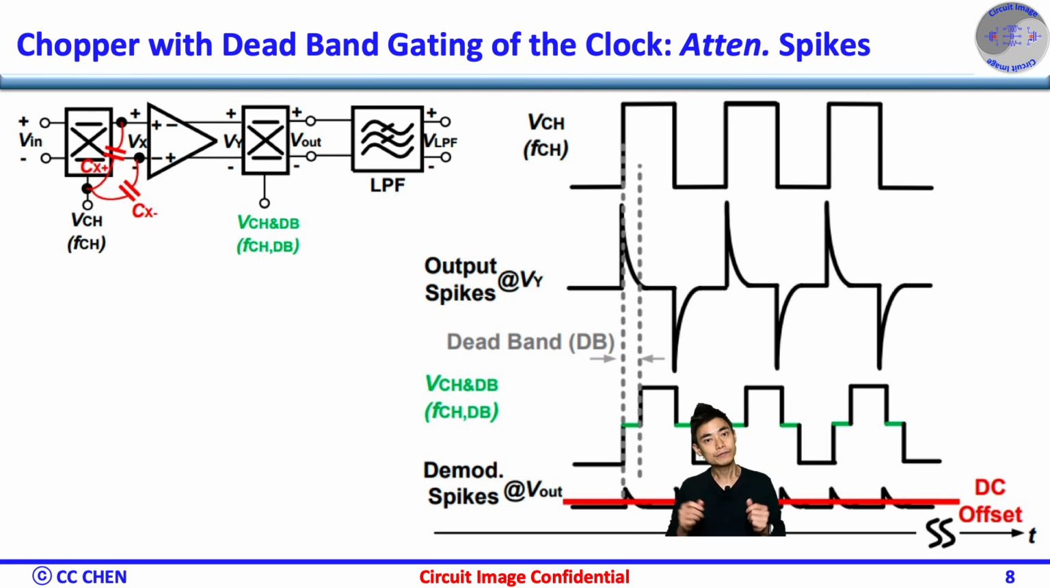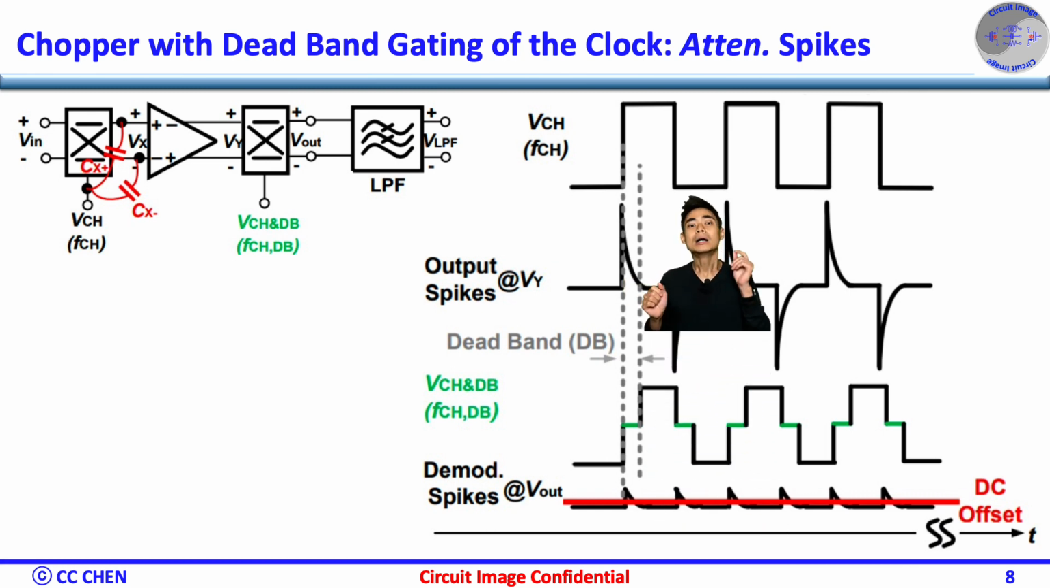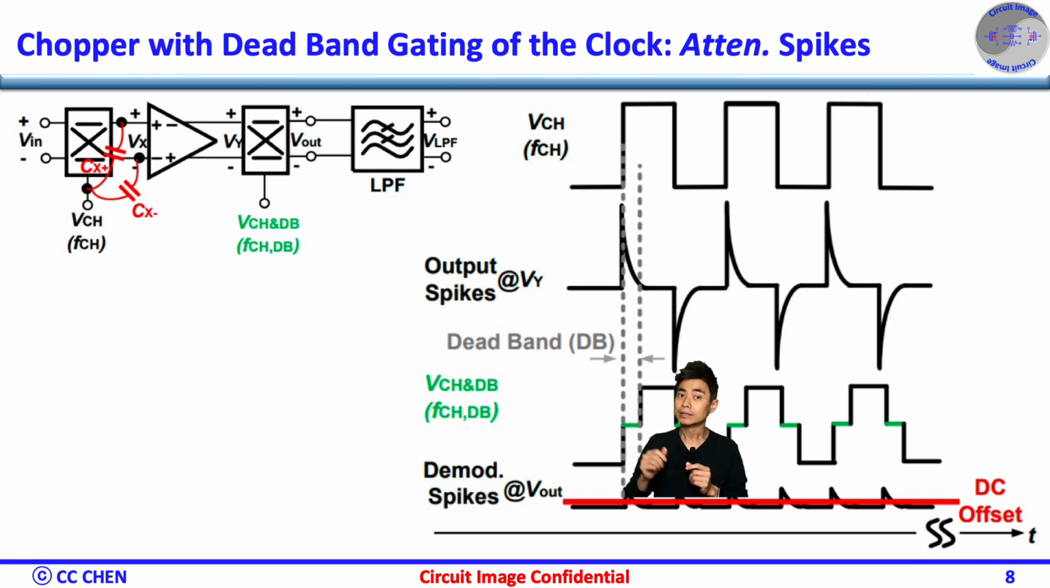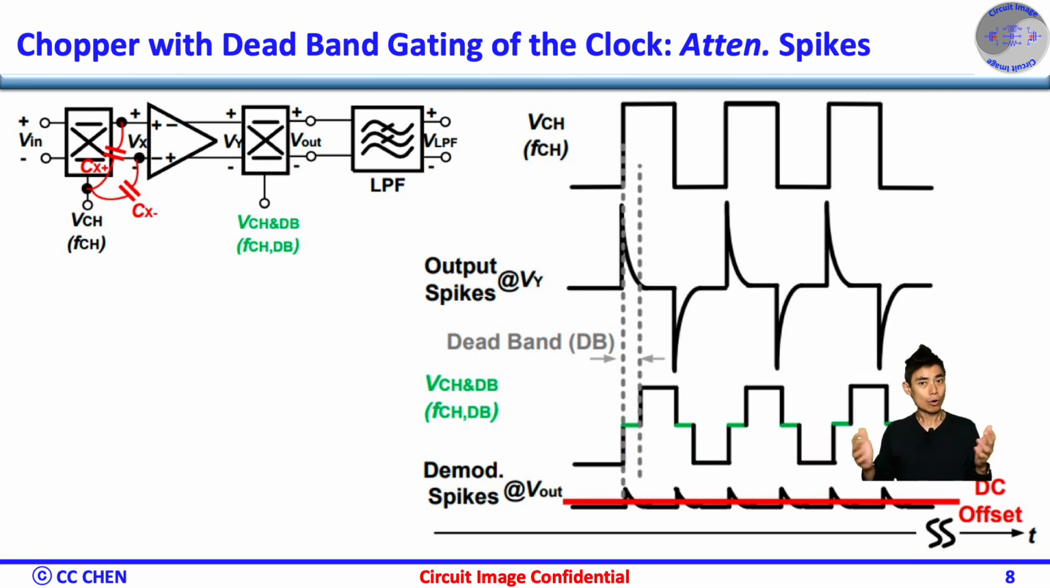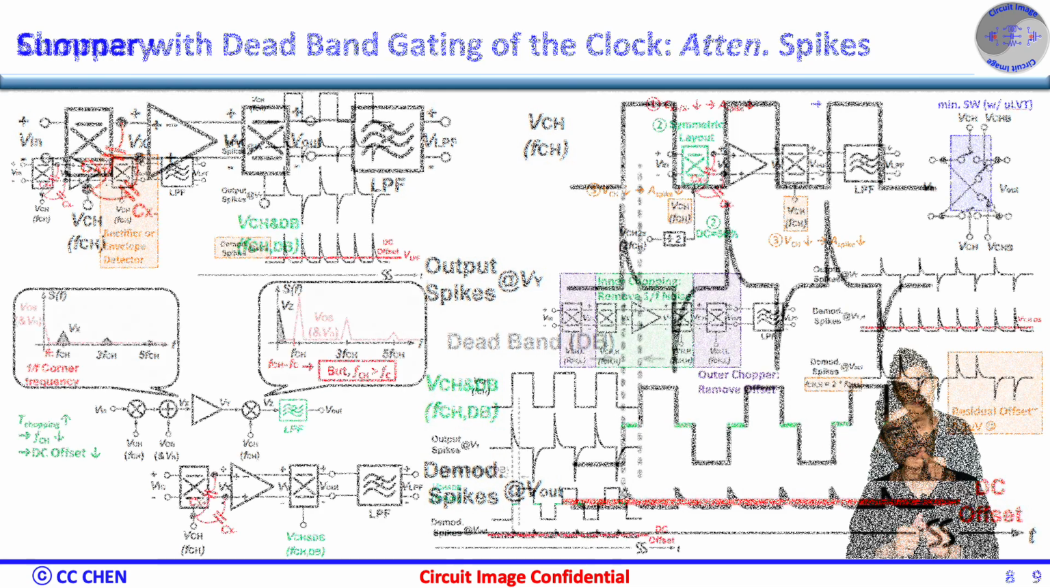However, the residual offset with the deadband is limited by the matching between the shape of the spike and the time of the deadband. Moreover, the deadband makes the sample and hold operation such that the SNR is decreased due to a slight loss of gain and noise aliasing and folding.